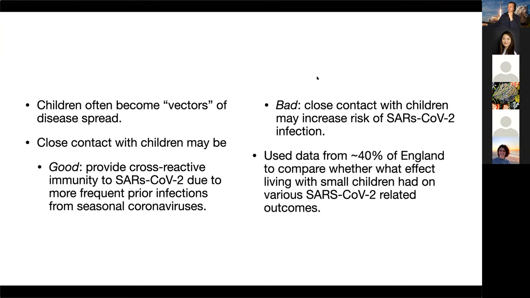A good thing might occur because if you get a common cold infection that is annoying but in no way dangerous to you, you might remember from our immunology lectures, there's quite a bit of evidence that getting this infection provides cross-reactive immunity through T cells due to more frequent prior infections from seasonal coronaviruses. That was an interesting finding. That was quite significant. And then the downside, if they actually bring COVID-19 or SARS-CoV-2 home, you might contract it from them, and it might translate to a more significant risk for you as an adult. In order to address this question, the study used data from approximately 40% of all of England to compare what effect living with small children might have on various SARS-CoV-2 related outcomes.